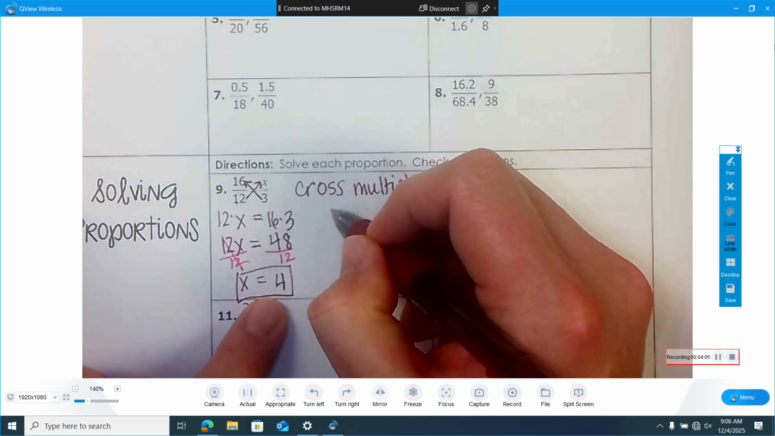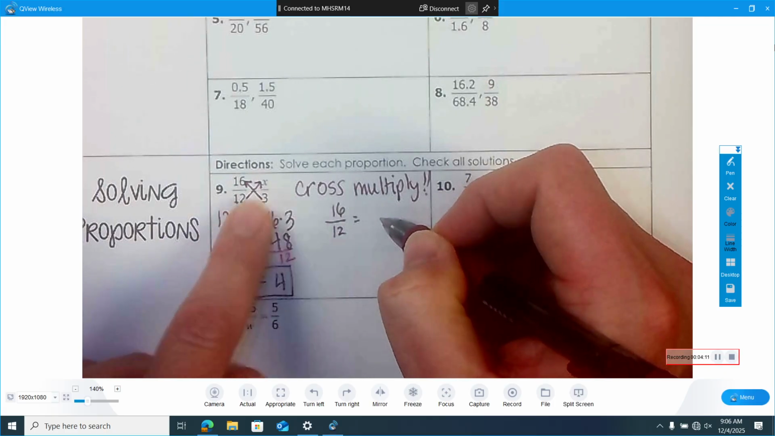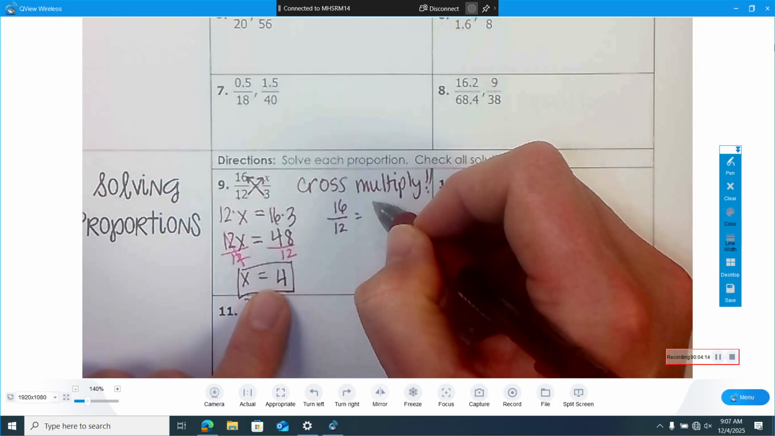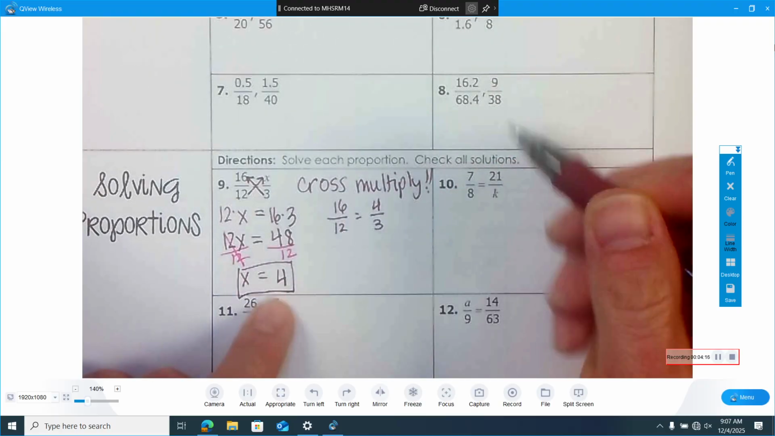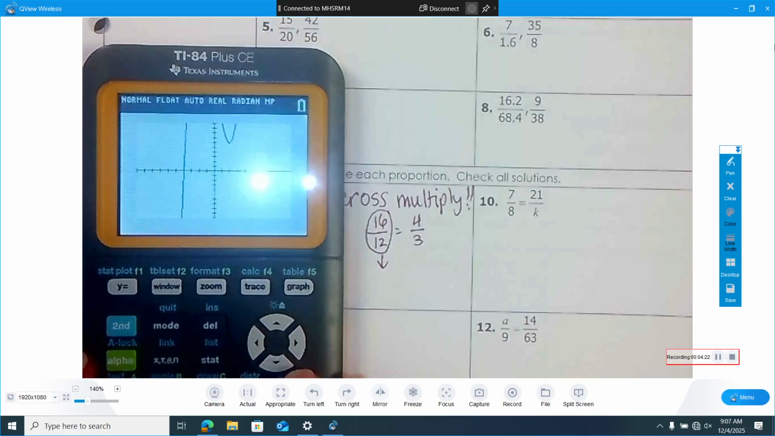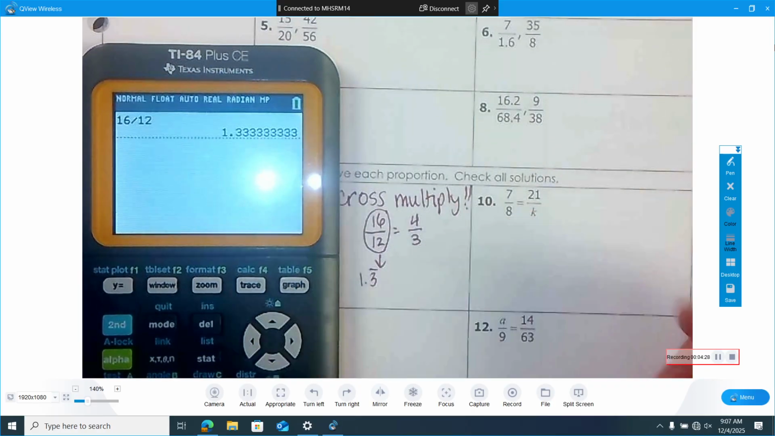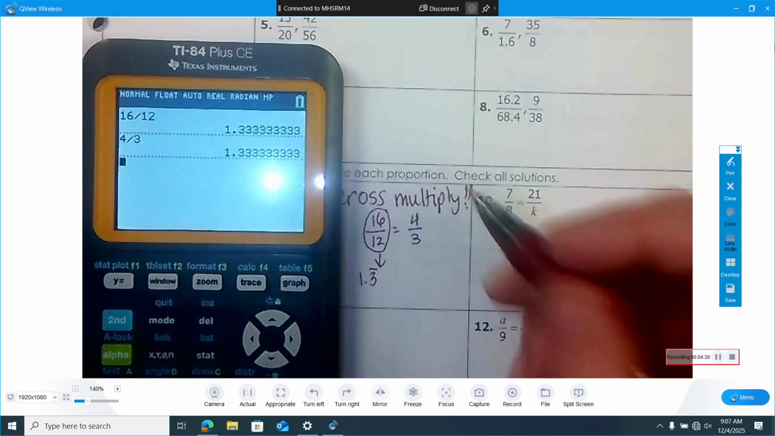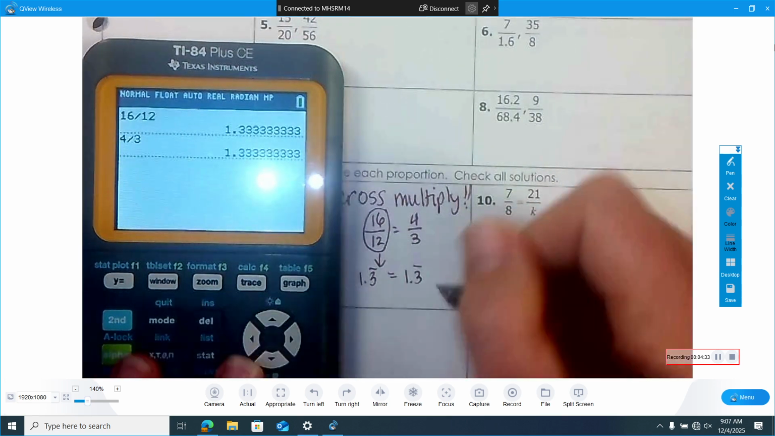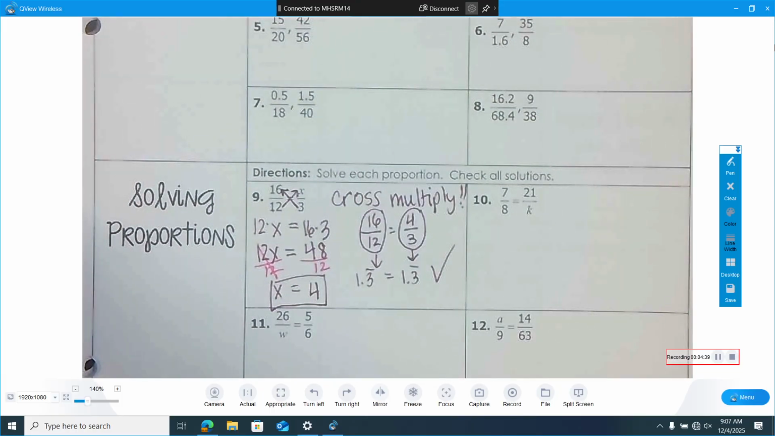Now, how do I check this? I'm going to go back and plug it back in to my original. What was x? 4. I'm going to plug these into my calculator and see if they match. If they match, then those are perfect. So 16 divided by 12 is 1.3 repeating. And what's 4 divided by 3? 1.3 repeating. So they absolutely check out. Super easy to double check. Make sure that they match. Those ratios are the same. So easy.